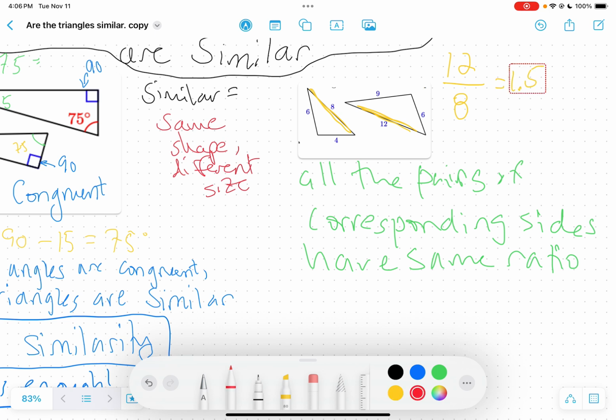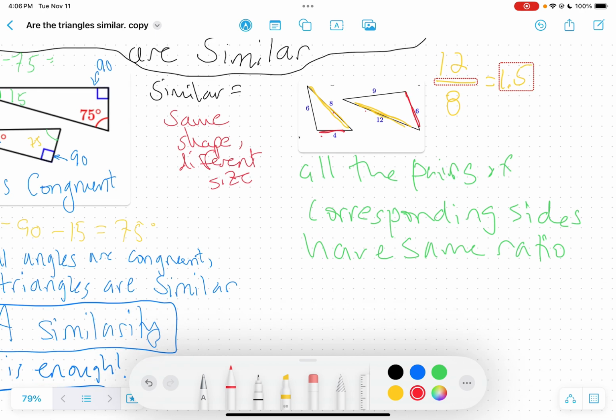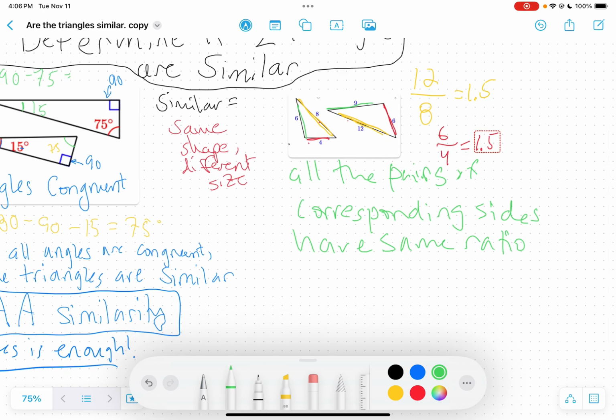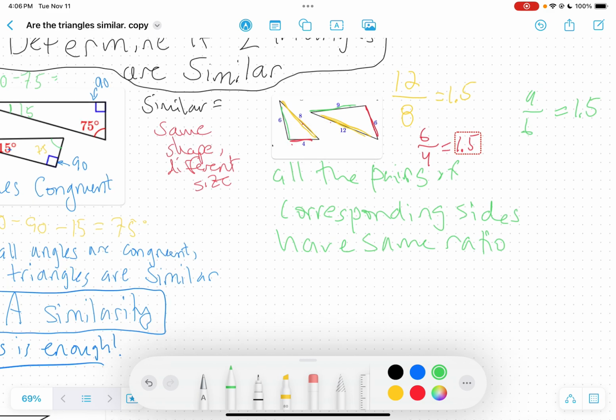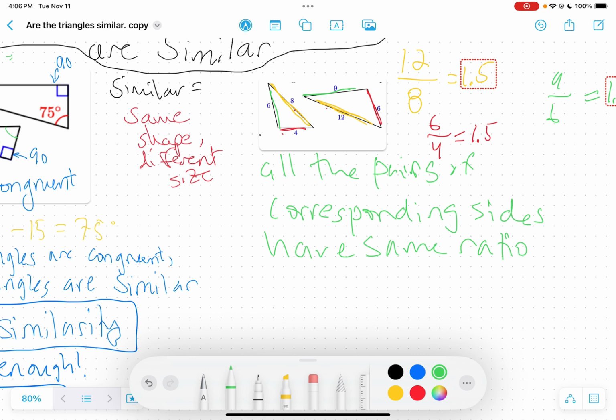Those were my two longest sides. Now I can check my two shortest sides. I always want to make sure that I'm dividing the bigger triangle by the smaller triangle, or you could do it the other way around, as long as you do it the same every time. So 6 divided by 4 gets me the ratio of 1.5. And then last but not least, I'll do 9 divided by 6, and that gets me the ratio of 1.5. So if all the pairs of corresponding sides have the same ratio, then the triangles are similar. This one's called side similarity.